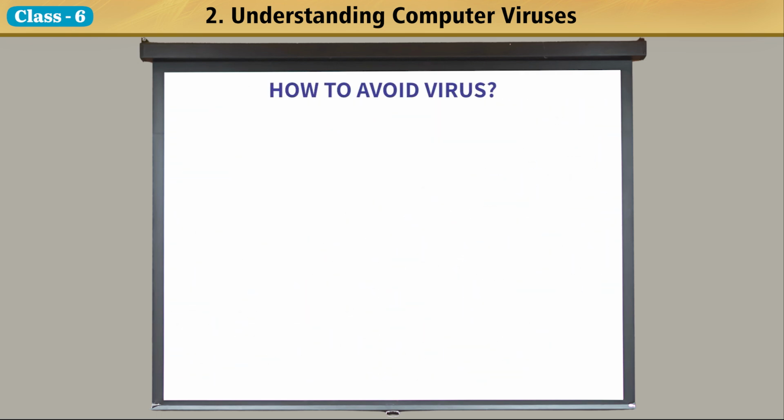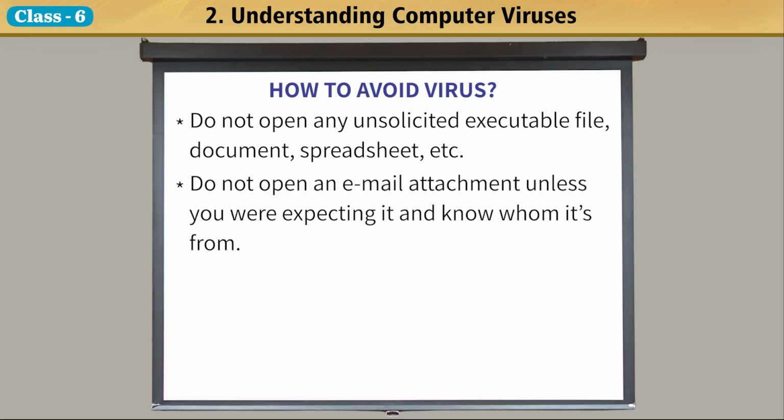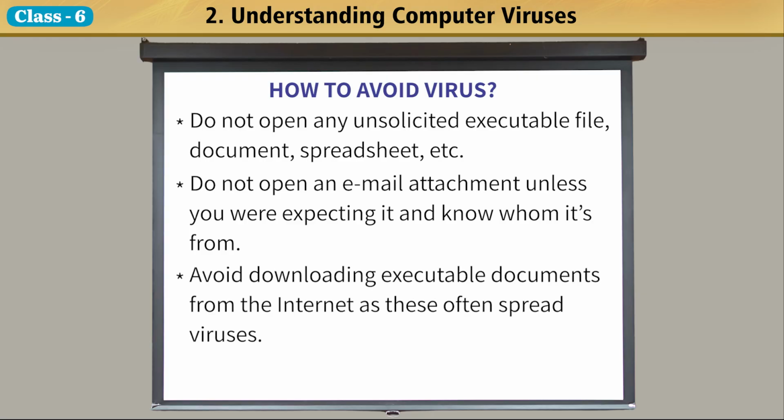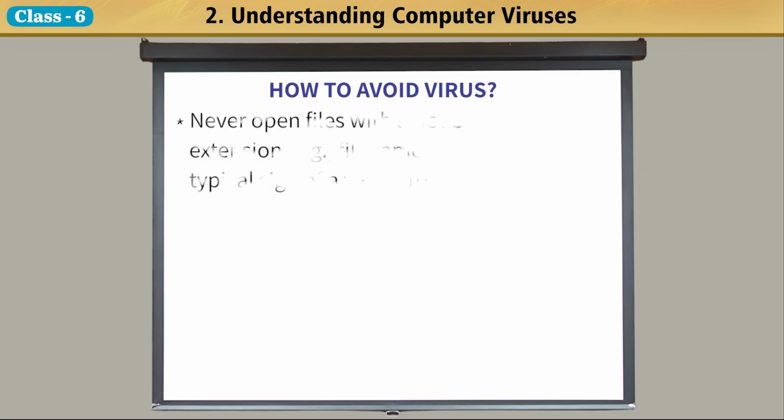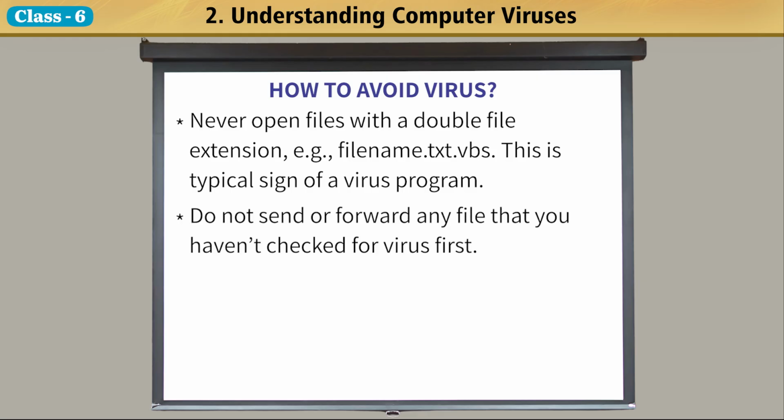How to avoid virus? Do not open any unsolicited executable file, document, spreadsheet, etc. Do not open an email attachment unless you were expecting it and know whom it's from. Avoid downloading executable documents from the internet as these often spread viruses. Never open files with a double file extension, for example, filename.txt.vbs. This is a typical sign of a virus program. Do not send or forward any file that you haven't checked for virus first.